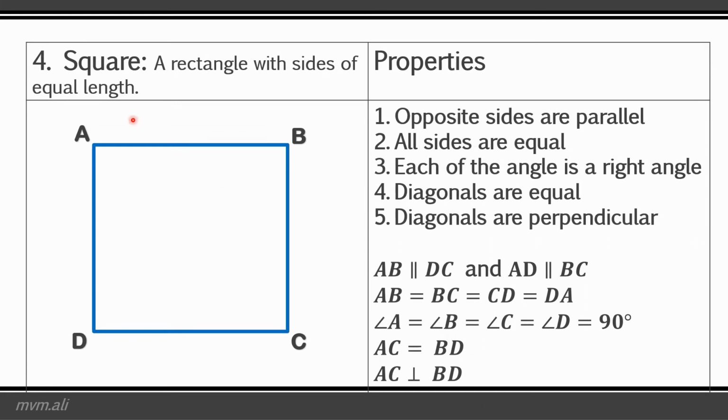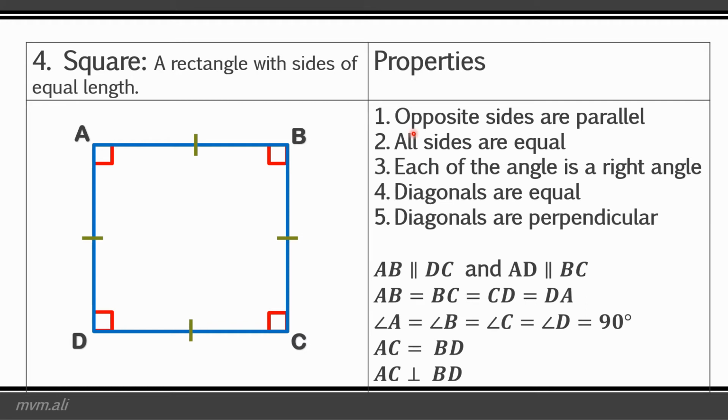Then the fourth type of quadrilateral is the square. That means all the properties of rectangle, rhombus and parallelogram will be applicable to a square. First property is that opposite sides are parallel, and all sides are equal. Each of the angles is a right angle. Clear?